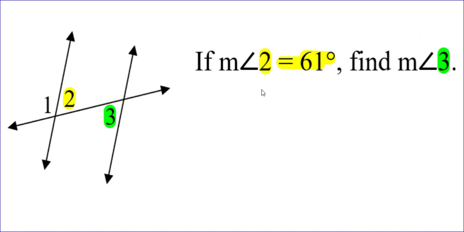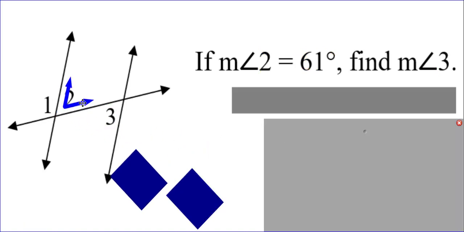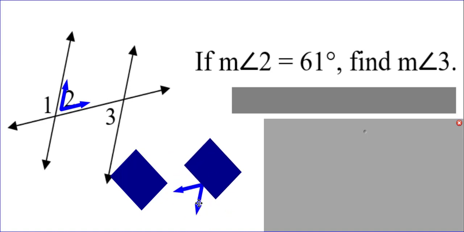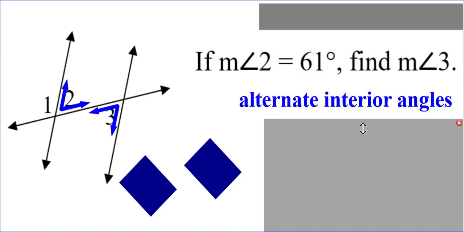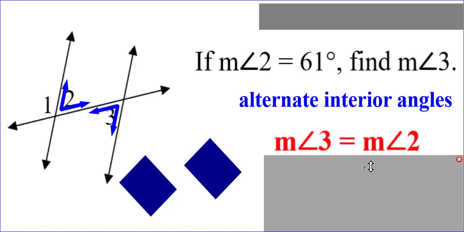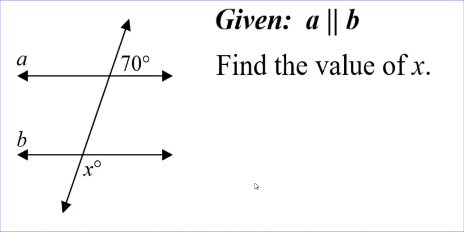Now, this time, let's say the measure of angle 2 is 61 degrees, and I'm going to ask you to find the measure of angle 3. How are we going to do that? Well, the measure of angle 2 and the measure of angle 3, take a look at them. They are on opposite sides of the transversal, so angle 2 is above, angle 3 is below, and they're both between the parallel lines. This is what we call a pair of alternate interior angles, which happen to be the same measure, congruent. So therefore, the measure of angle 3 is also the same measure as angle 2, which is 61 degrees.